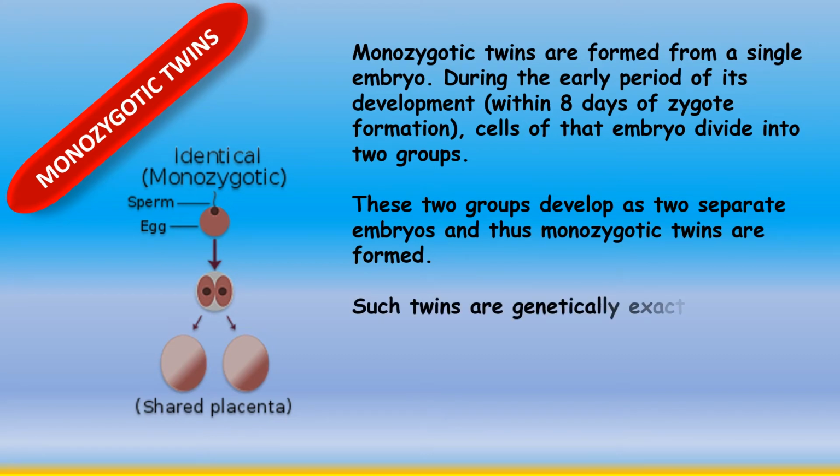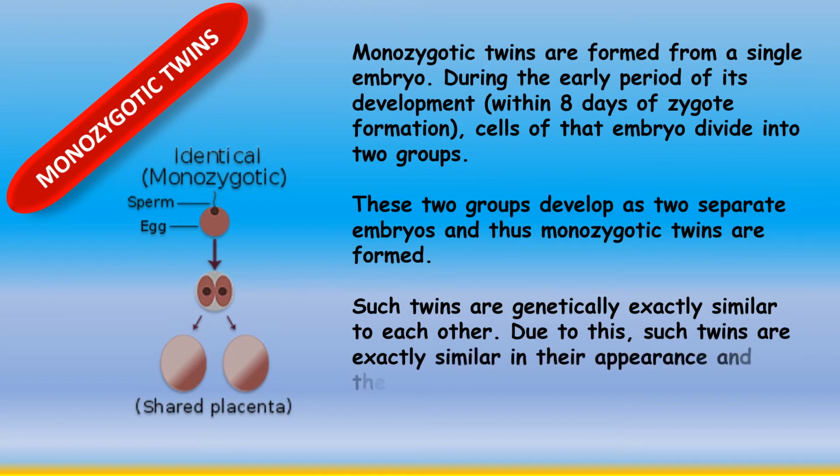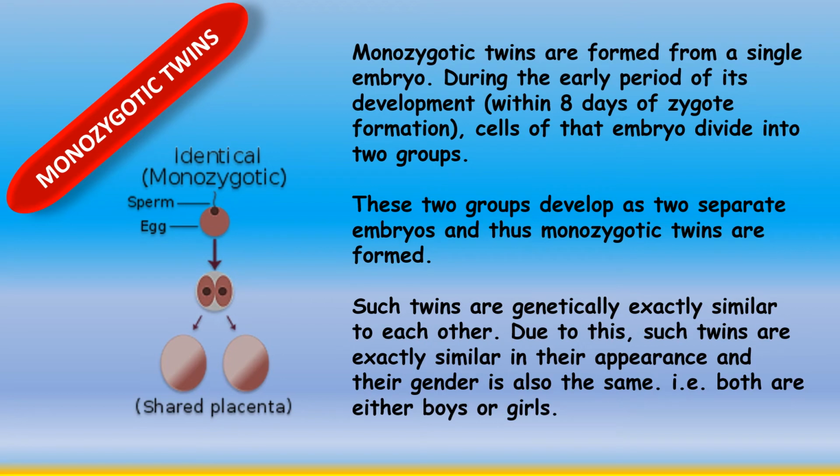Now, such twins are genetically exactly similar. They are similar in their appearance and their gender is also the same, meaning both of them are either boys or they are girls, because they are divided from the same zygote. One sperm, one egg dividing into two, hence they are genetically exactly the same to each other. They look alike and their gender is also the same.